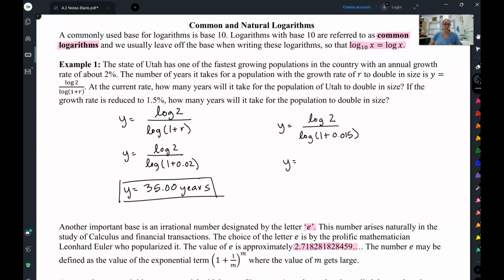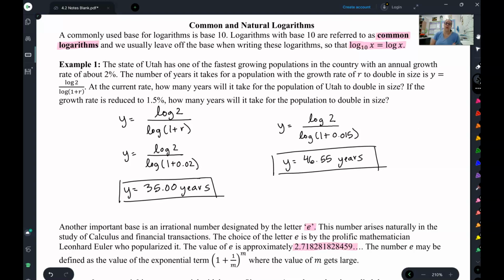Before we type this in, just thinking about it, if the growth rate slows down, do you think the years it will take to double will increase or decrease? Well, those years will probably increase. If we're growing slower, it's going to take longer to double in size. We type all that into our calculator, and lo and behold, 46.55 years, which is longer. So if our growth rate is only 1.5%, it takes a little longer to double the population.